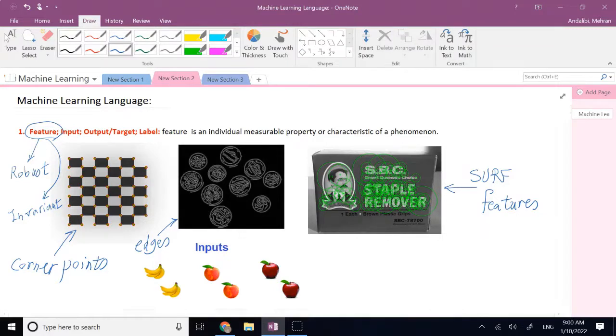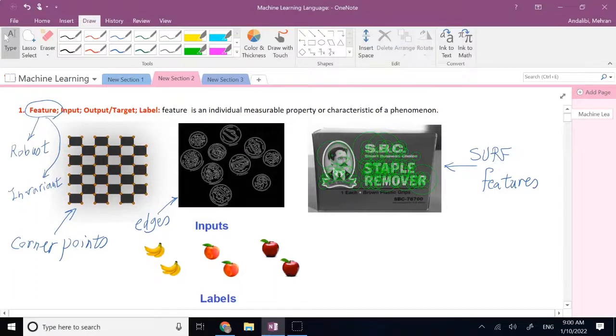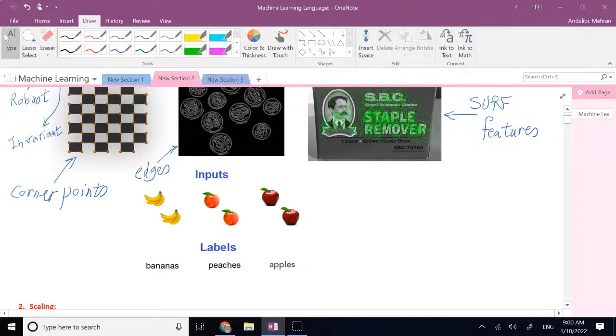So anything that we can measure and use to form a vector, we can call a feature. And so the input to your machine learning algorithm could be a bunch of these features. Your input vector could be, for example, the edges, the corners, the light intensities, and so on and so forth.